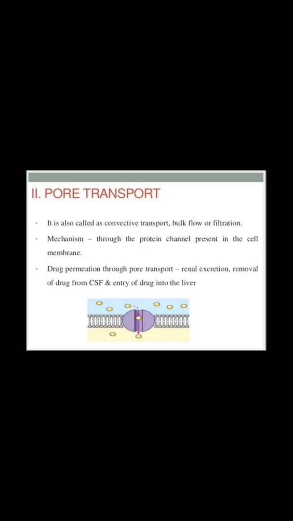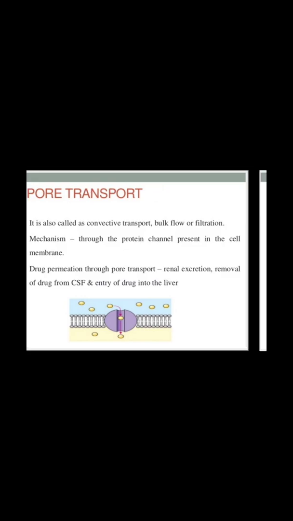So next is pore transport. It is also called convective transport, bulk flow or filtration, and the mechanism is through the protein channels present in the cell membrane. Drug permeation through pore transport occurs in renal excretion, removal of drug from cerebrospinal fluid and entry of drug into the liver. The driving force is hydrostatic or osmotic pressure differences across the membrane. Thus there is bulk flow of water along with small soluble molecules through aqueous channels. The water flux that promotes such transport is called solvent drag.